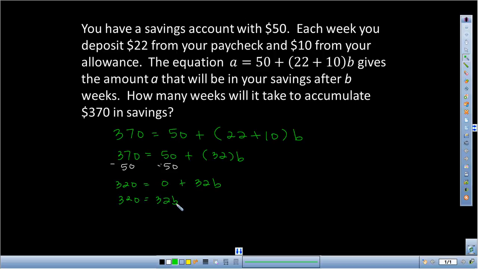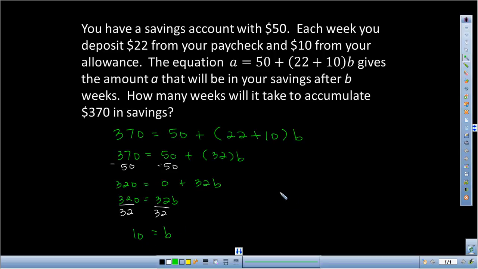Now, if 32B's are equal to 320, then to find out what 1B's value is, we simply divide by 32 using the division property of equality. We divide both sides by 32 to maintain balance. When we do that, 32 divided by 32 is 1, so we're left with 1B is equal to, and 320 divided by 32 is 10. So we end up with a value of 10.